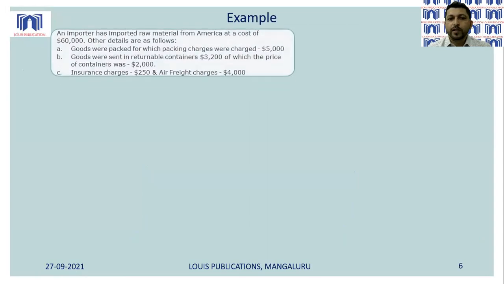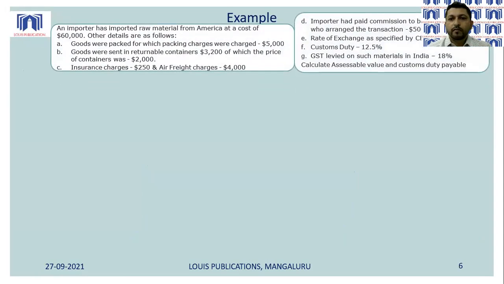Let's look at a comprehensive problem now. An importer has imported raw material from America at a cost of $60,000. Other details are as follows. Goods were packed, for which packing charges were $5,000. Goods were sent in returnable containers, $3,200, of which the price of returnable containers was $2,000. Insurance charges $250, air freight charges $4,000. The importer had paid commission to a broker in America who arranged the transaction, that is $500.